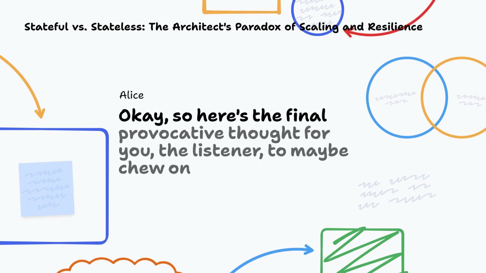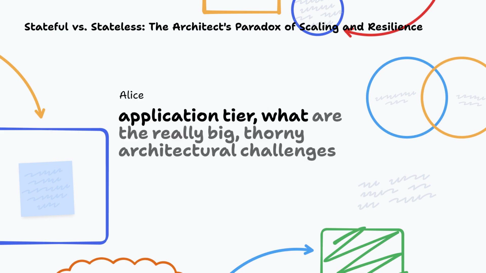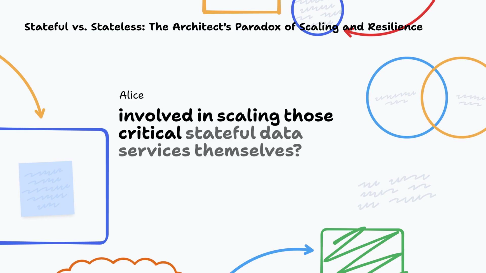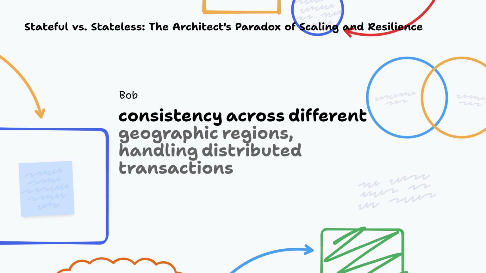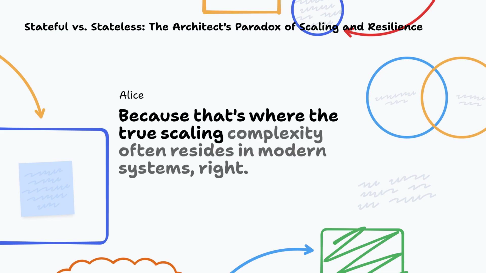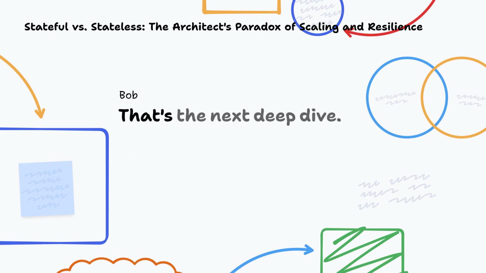Okay, so here's the final provocative thought for you, the listener, to maybe chew on. Now that you've hopefully got a good handle on designing a resilient, stateless application tier, what are the really big, thorny architectural challenges involved in scaling those critical stateful data services themselves? Yeah, things like database sharding, partitioning strategies, ensuring data consistency across different geographic regions, handling distributed transactions reliably. Because that's where the true scaling complexity often resides in modern systems, right? Scaling the things that the easy-to-scale stateless layer depends upon. Absolutely. That's the next deep dive.